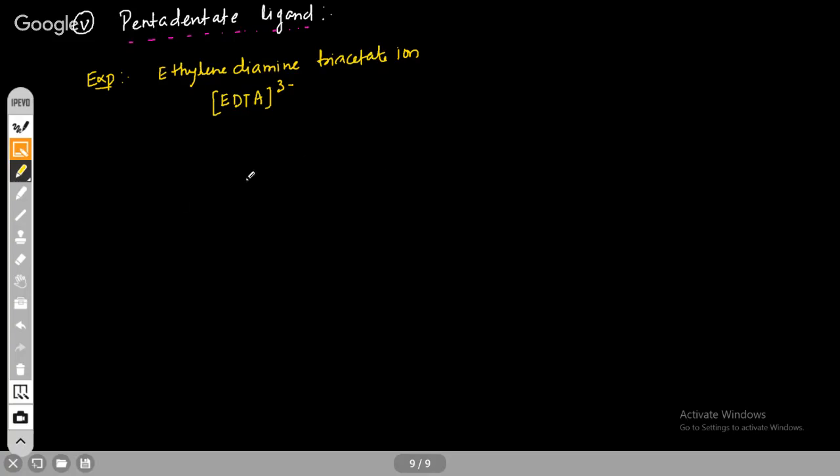ethylene diamine we have. So ethylene is this CH2 whole twice. Diamine means nitrogen attached with it. Nitrogen, nitrogen, and with this nitrogen we have three acetate ions attached. Okay, three acetate ions attached. So one is this CH2, C double bond O, O minus. One acetate ion is this.